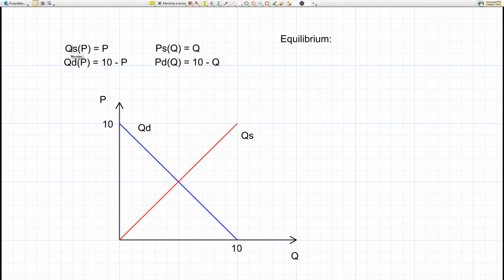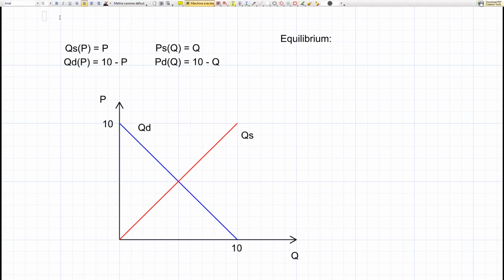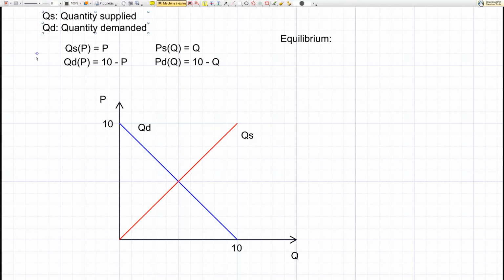So for people who are not too familiar, this is what we call a function. So we're saying that QS, so I'm going to write more stuff here. QS is quantity supplied, and QD is quantity demanded, right? And these are functions of what? Of price. And that's how you write it.